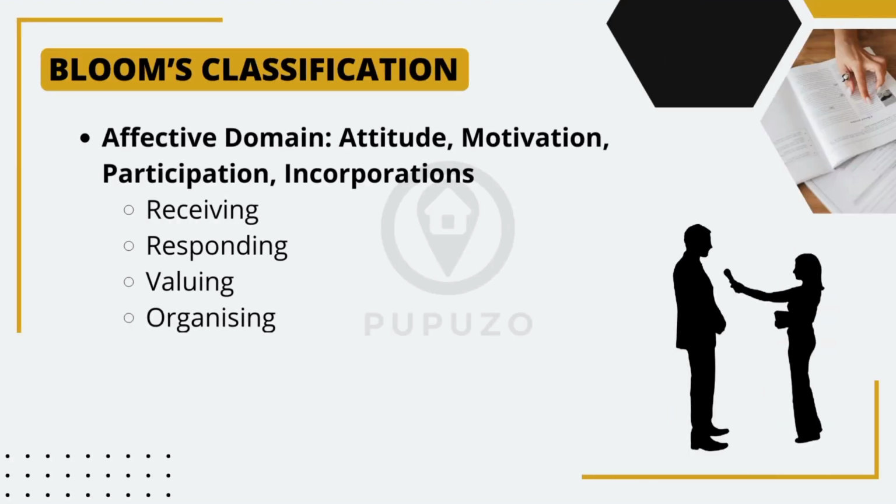The affective domain, on the other hand, addresses attitudes, motivation, and emotional aspects of learning. Objectives in this domain target learners' ability to receive and respond to information, develop values and beliefs, and organize their thoughts and actions based on these values.